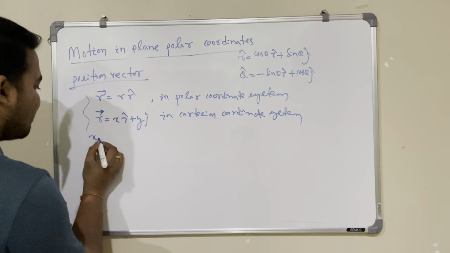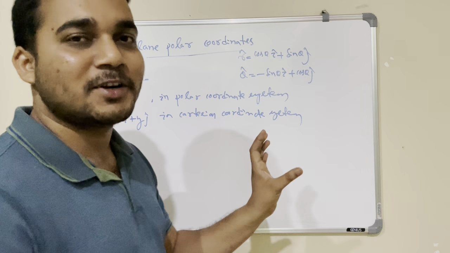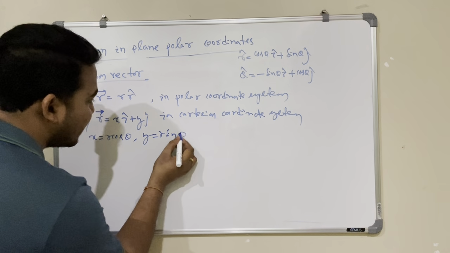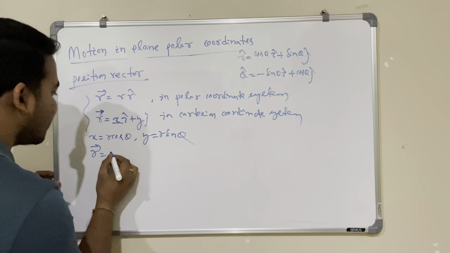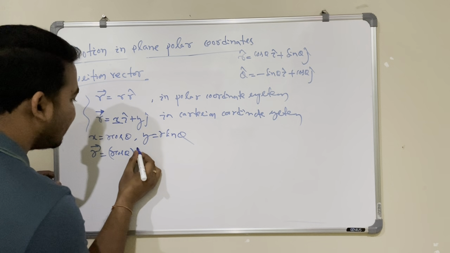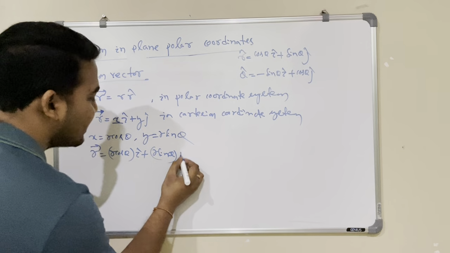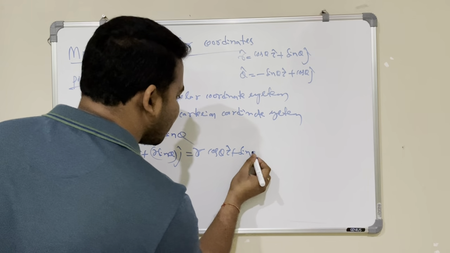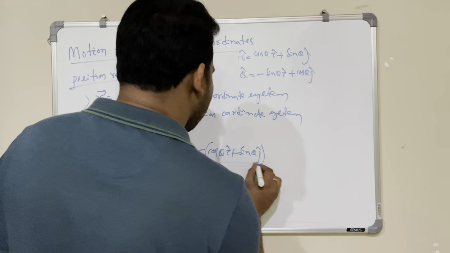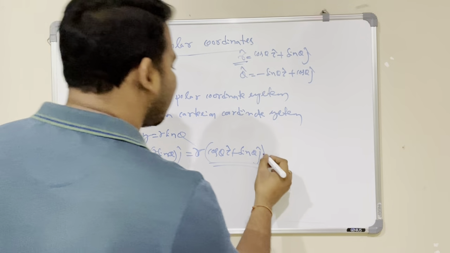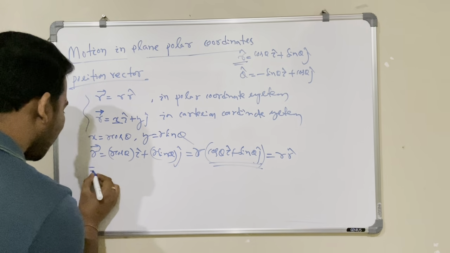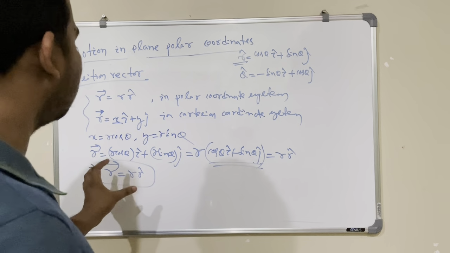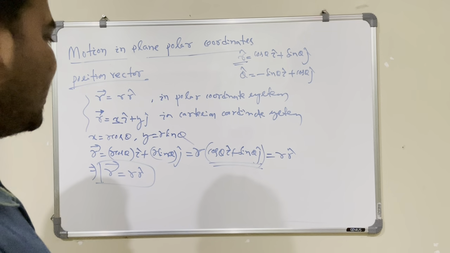Because from the relation between Cartesian coordinates and plane polar coordinates, x equals r cos theta and y equals r sin theta. So in place of x we can write r cos theta i cap plus r sin theta j cap. So this equals r times cos theta i cap plus sin theta j cap. This cos theta i cap plus sin theta j cap is r cap. So we found that the expression for position vector is r r cap. This is the expression for position vector in polar coordinate system.